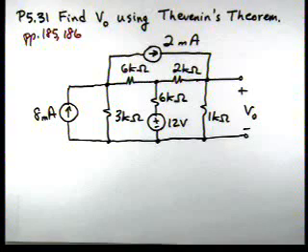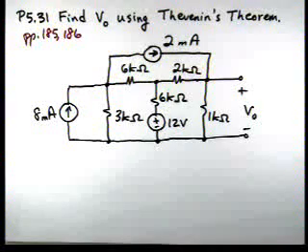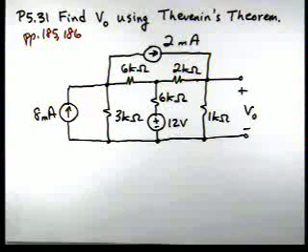Okay, here's the problem solving video for problem 531. It says find V0 using Thevenin's theorem. You can see our circuit there. We're going to be utilizing the problem solving strategy for Thevenin's theorem, which is found on pages 185 and 186. Step 1 says remove the load and find the voltage across the open circuit terminals. And you can use all techniques to do that.